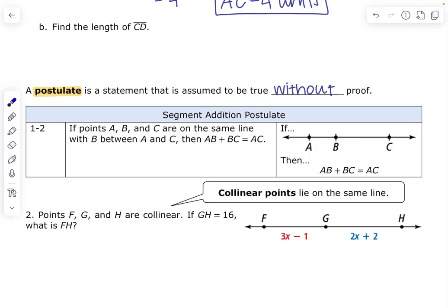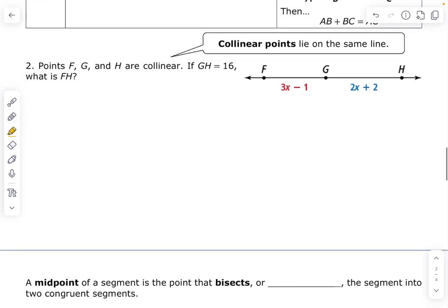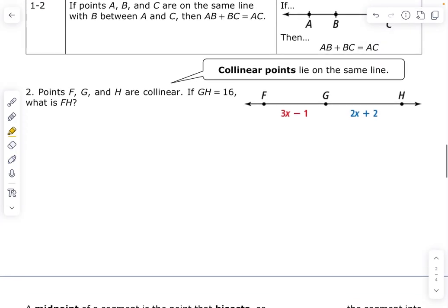Okay, we're going to practice using that down here. So it tells us points F, G, and H are collinear. New vocabulary word, it says collinear points lie on the same line. So F, G, and H are all on the same line. It says if GH equals 16, what is FH? And I could see in the diagram over here that FG is equal to 3x minus 1, and GH is also equal to 2x plus 2.